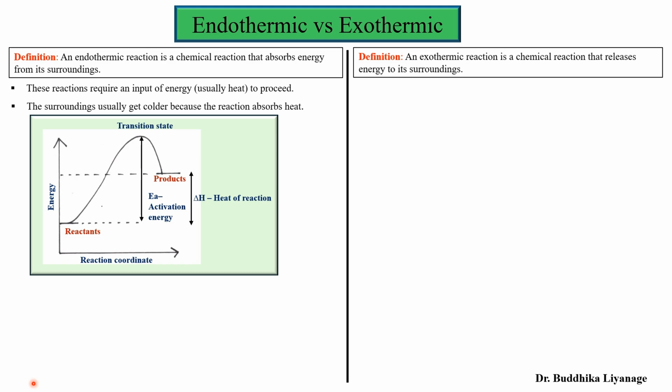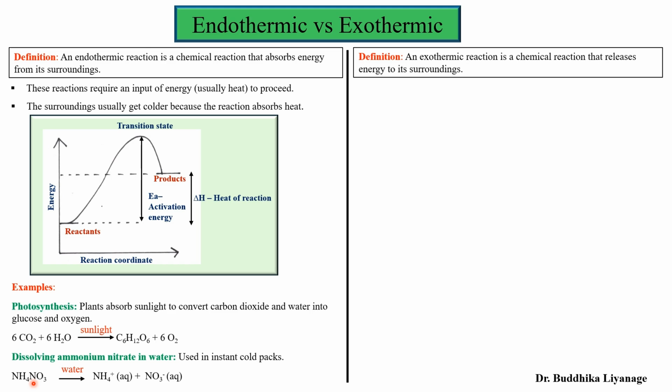Next, delta H. Delta H we call heat of reaction, or another name is enthalpy change. This is the energy difference between the product's energy level and the reactant energy level. Delta H is equal to product energy minus reactant energy. In this endothermic reaction, the product energy level is high and the reactant energy level is low. The product energy minus reactant energy is a positive value for delta H. Enthalpy change is a positive value for endothermic reactions.